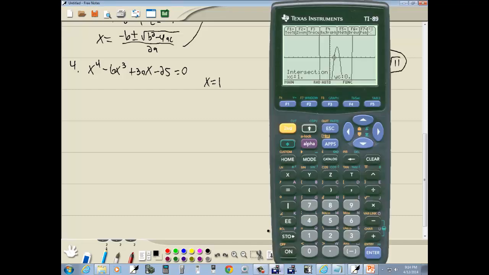Well, let's see what else we got. Looks like 2. So I'll do my F5 again. Choose 5 for intersection. Enter on first curve, enter on second curve. Lower bound, that's to the left of it, so press enter. Upper bound, I want to go to the right of the answer, right there, and press enter.